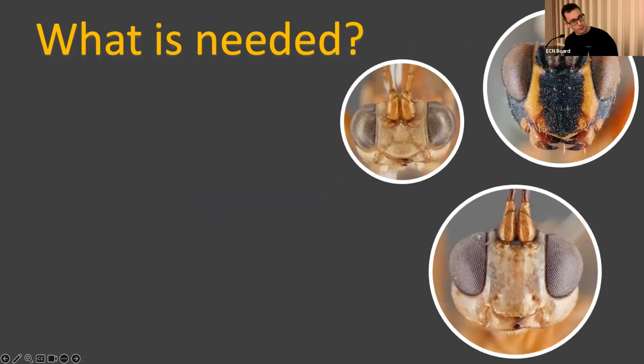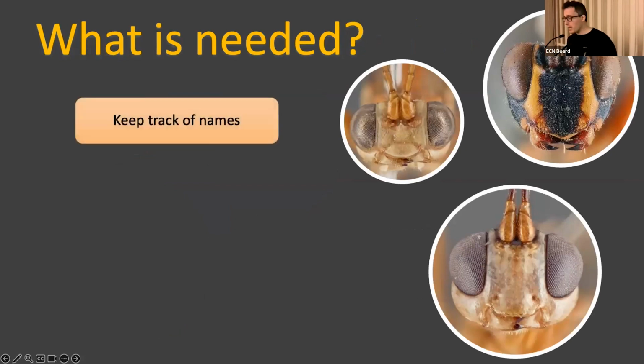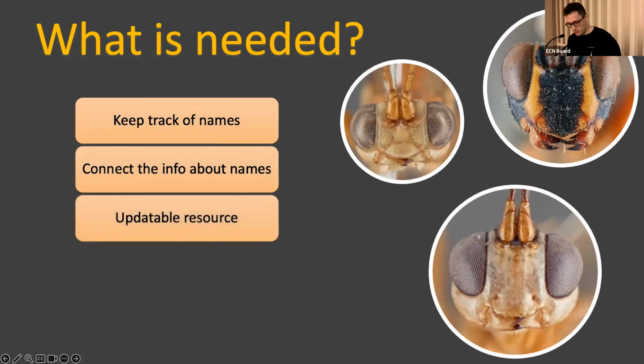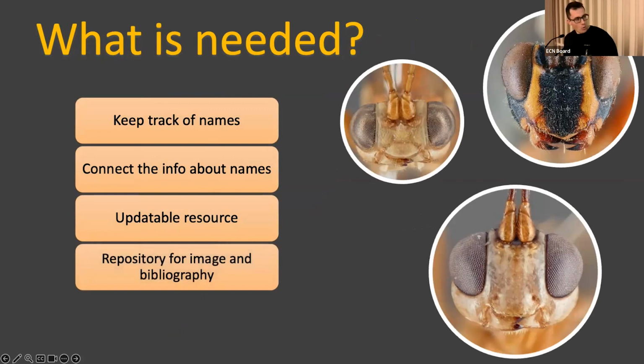So what is needed for the community? We need to keep track of names, of course, the changes in the names. We need to connect the information of those names to biological association, to distribution, for instance. We need, therefore, an updatable resource that does not depend on published versions, but it can be used freely. We need a repository for type images and many other bibliographic references.